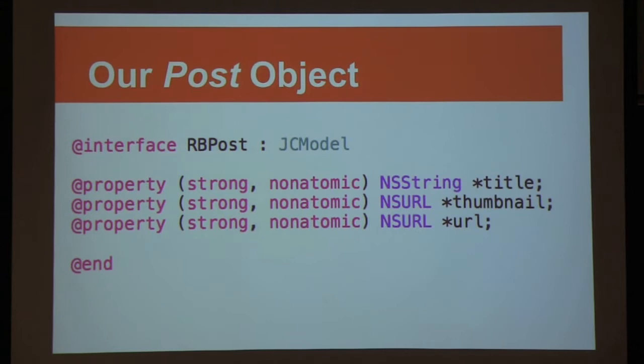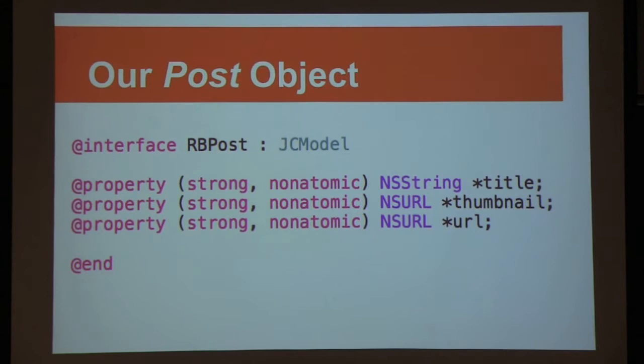Nothing too crazy. We've got a title. We've got two URLs, a thumbnail, and then just the URL for the post. We're going to need the thumbnail URL to load the image itself, and the title is pretty obvious. We're using the URL to load the post once we want it.